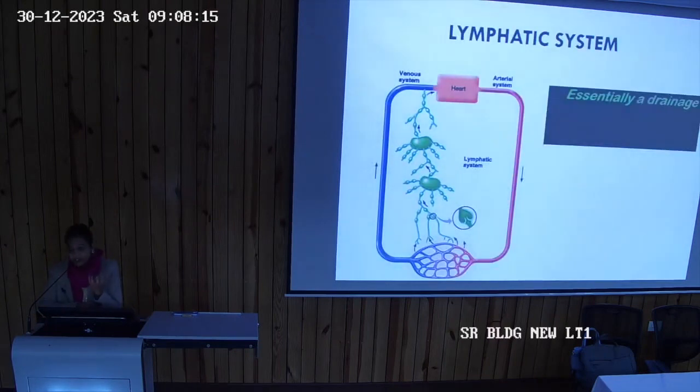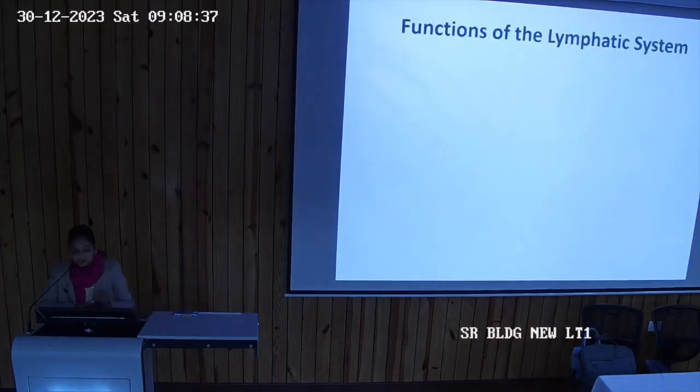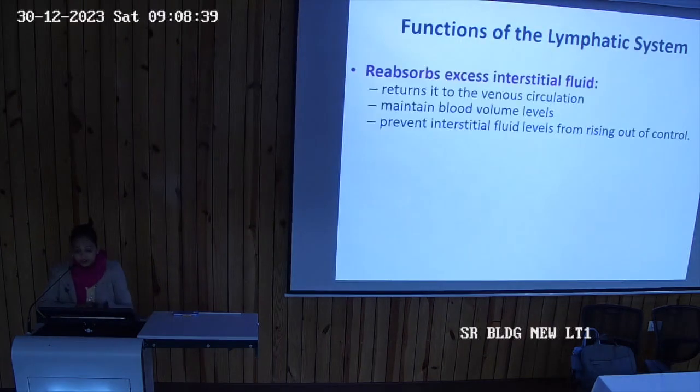So lymphatic system, as we discussed, is a drainage accessory to the venous system. Then what type of particle? Larger particles that escape into tissue fluid can only be removed by the lymphatic system. So it's an additional system, in addition to the venous system. So larger particles are drained by the lymphatic system. Finally, they will drain into the larger veins.